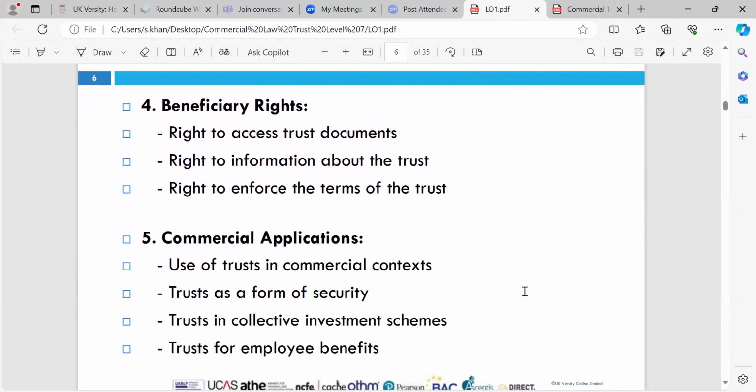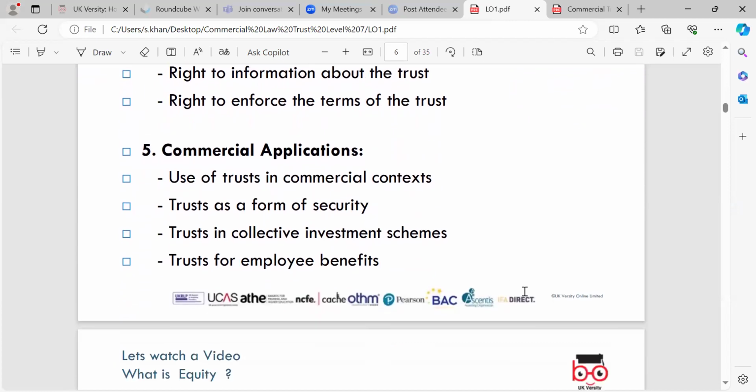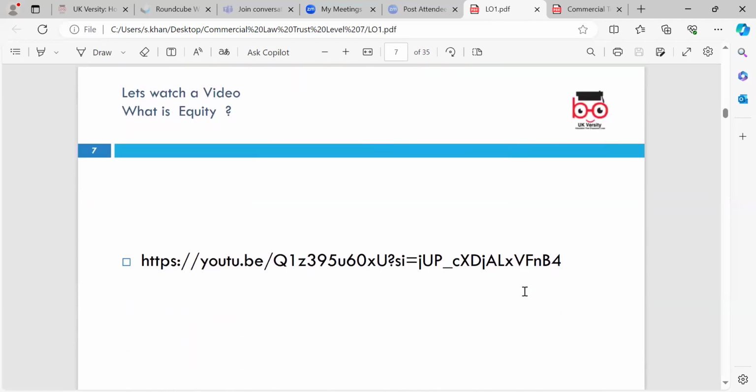The beneficiary rights will look at the right to access trusts, the right to information about the trust, the right to enforce the terms of the trust, and commercial applications where we'll look at the use of trusts in a commercial context, trusts as a form of security, trusts in collective investment schemes, and trusts for employee benefits. And there's a video here on what is equity for you to look at in your own time, and it will look at the issue around what equity is and how trusts are created within English law.